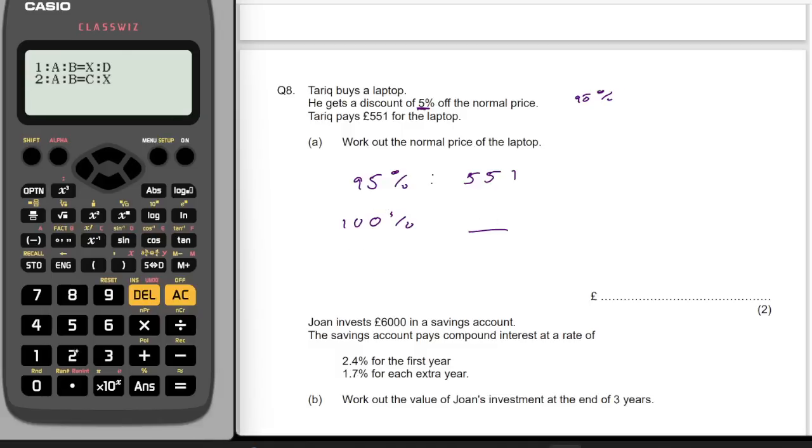So we want the second function of the ratio. And then we're going to type in 95. We know that 95 is equivalent to £551. And we want to find 100. So 580.